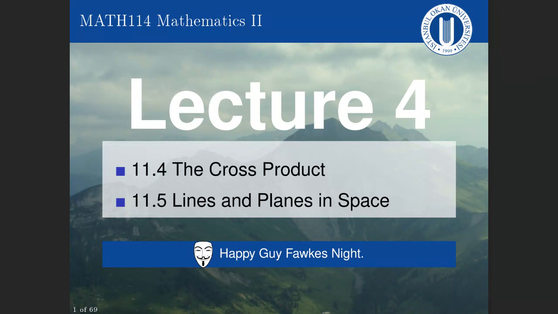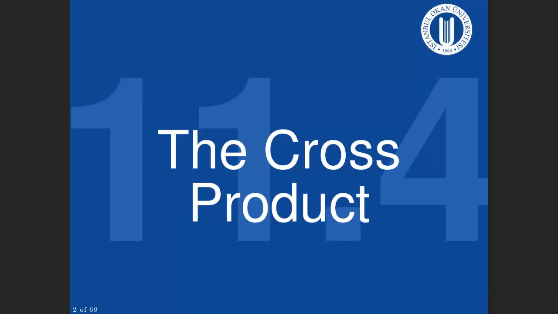Today we're going to be talking about the cross product. Last week we talked about the dot product. The cross product is another way to combine two vectors. And then we'll be talking about lines and planes in space. First, let's talk about the cross product.